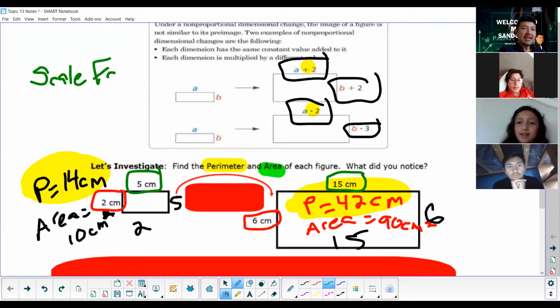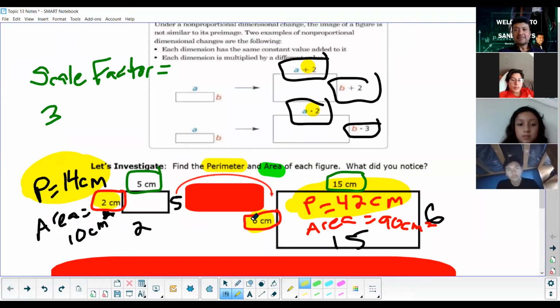May I ask a question? What is a scale factor? The scale factor is the thing you were noticing. You know the 3? Okay. So in this case, you found out that the scale factor, and let me highlight it, between the 2 and the 6 was 3. You multiply it by 3, you get the scale factor, right?